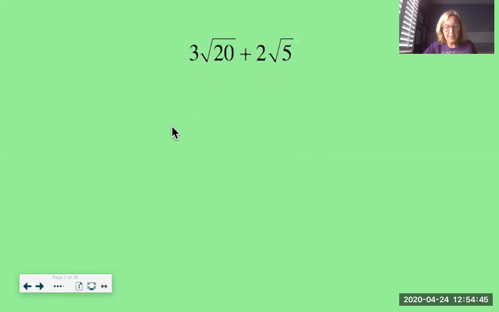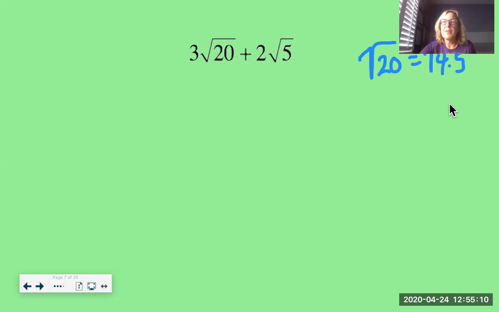All right. 3 square roots of 20 plus 2 square roots of 5. Not like terms yet. So is there anything that we could do to switch one of the radicals? And we can, because the square root of 20 is not in its simplest form yet. So the square root of 20 could be written as the square root of 4 times the square root of 5.